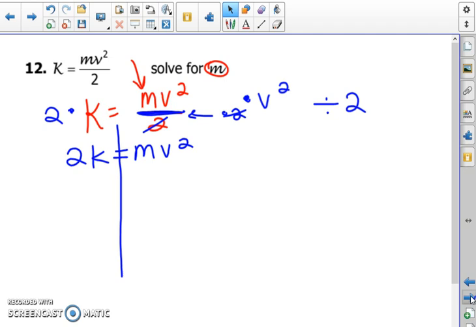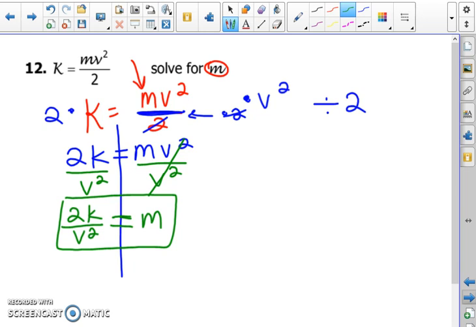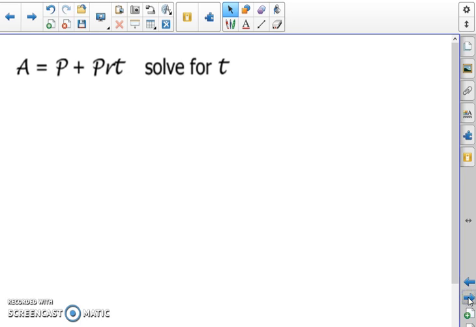And we're solving for m, so we're going to do the opposite of multiply by v squared, which is divide by v squared. And then 2k divided by v squared does not simplify at all, so it just stays like that. So the answers that we're getting, we're not getting simple constant answers. We're not getting a number for an answer. We're getting another expression, and that's the whole thing for literal equations.